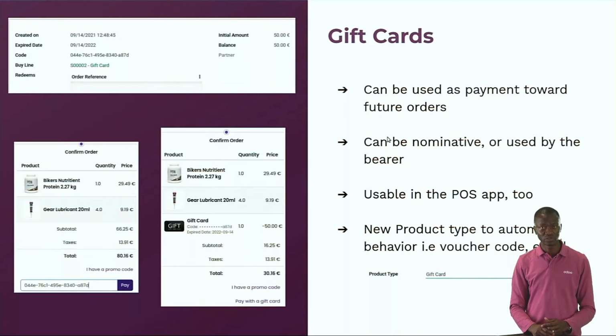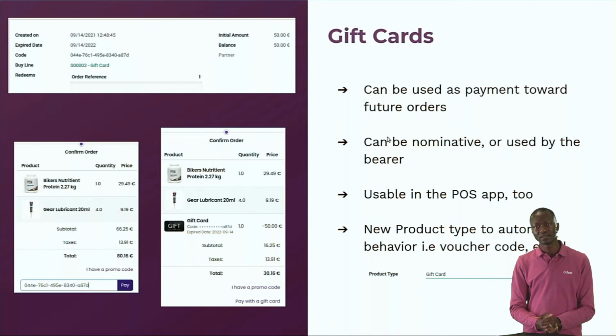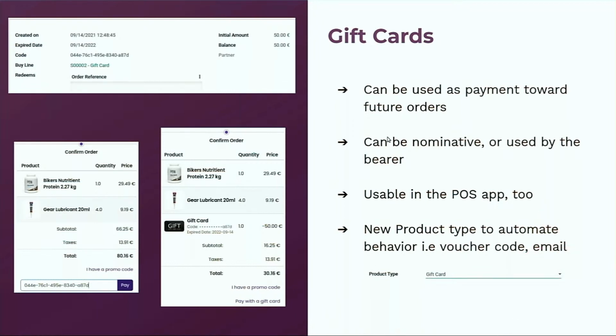The gift cards can be nominative, obviously, meaning that if I define a person linked to the gift cards, only that person can return to my web shop and purchase. Just a side note, the gift cards are also available in another application, which is the point of sale application. That way you see the integration aspect of our different applications which can work together. And we have created a new product type to automate the backend functioning.